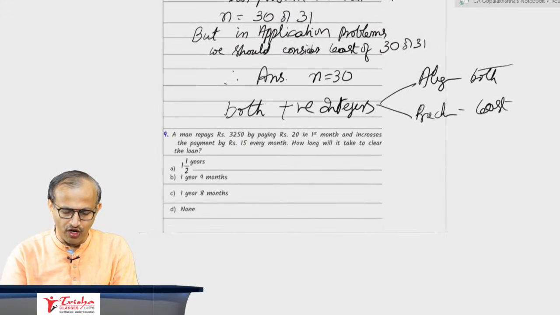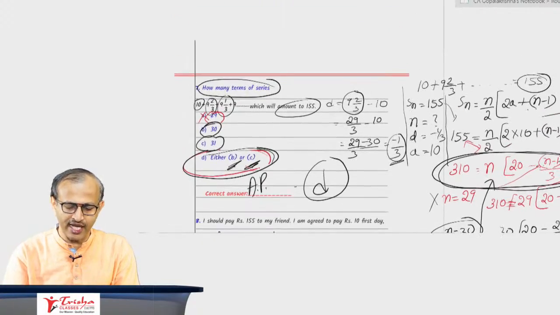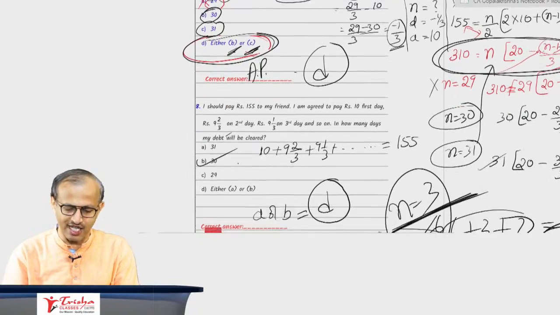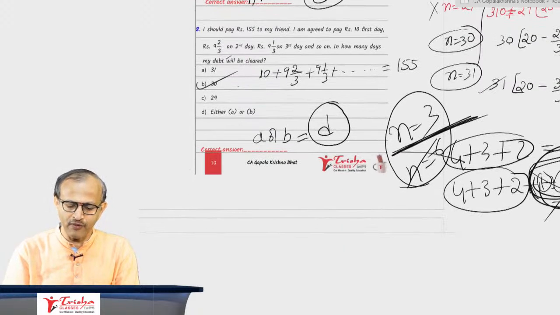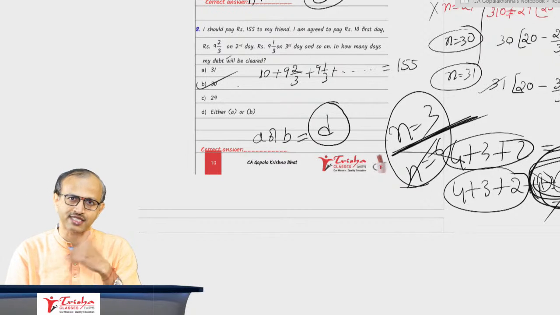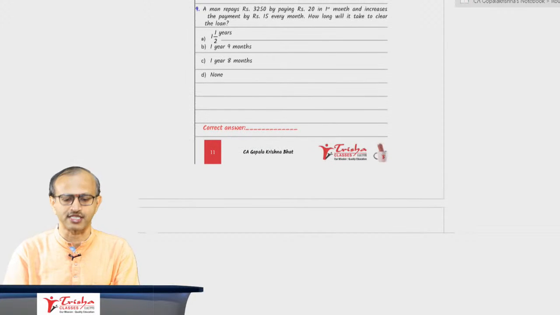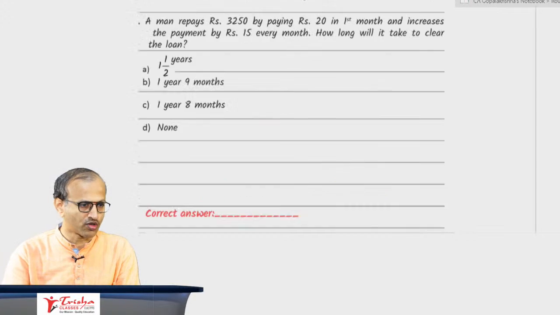So, we will go for the 8th question. See how tricky it comes. In the first case, both are 30 or 31. Same as when it came to the application problem, we concluded that both 30 or 31 is not the answer. The least of those two is the answer. In a practical problem, both cannot be the answer. I'll go to the next one.